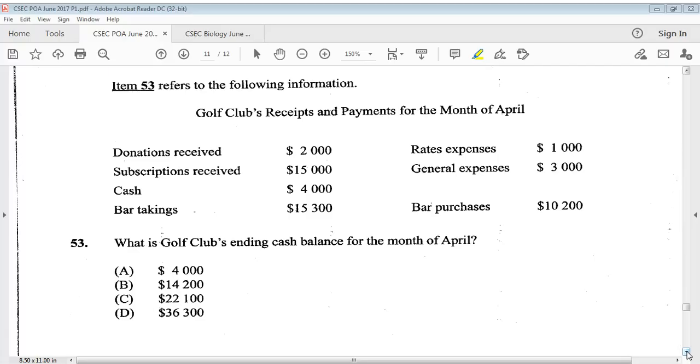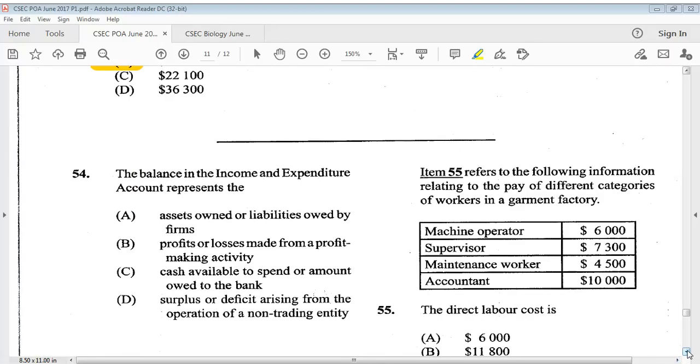Well, our total balance on our receipts side was 36,300, and on our payments we had 14,200. So when we deduct 14,200 from 36,300, we're left with 22,100. So that would be the ending balance for the golf club's receipts and payments. So B would be our answer. Let's go on to 54.